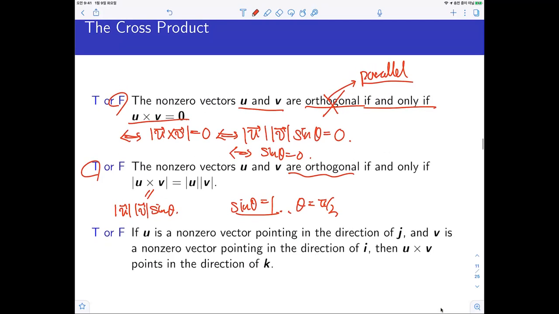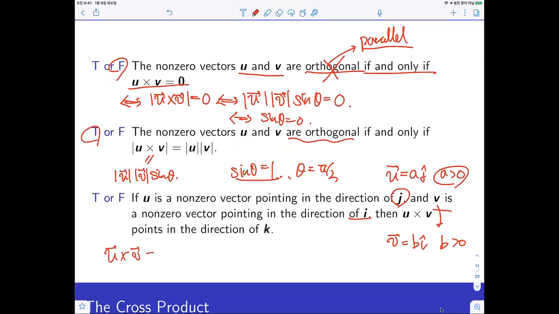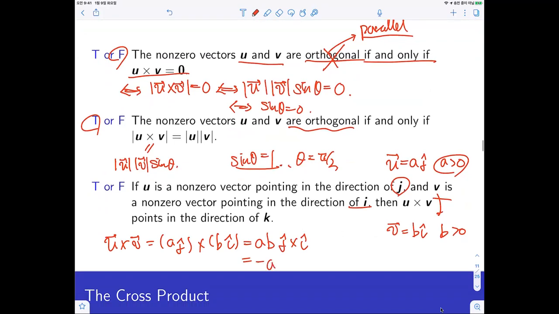Next, if u is a non-zero vector pointing in the direction of j, so we have u is aj for some positive a, and v is pointing in the direction of i, so we say v is bi with positive b. Then u cross v is aj cross bi, then we use the property of cross product to get ab j cross i. Since i cross j is k, we know that j cross i is minus k. So this is minus ab k. So u cross v is pointing in the direction of minus k, not k. So this is false.